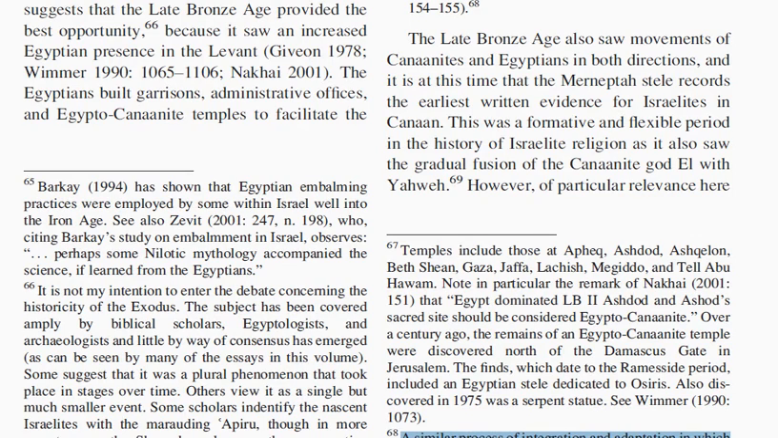The late Bronze Age also saw movements of Canaanites and Egyptians in both directions, and it is at this time that the Merneptah Stele records the earliest written evidence for Israelites in Canaan. This was a formative and flexible period in the history of Israelite religion, as it also saw the gradual fusion of the Canaanite god El with Yahweh.